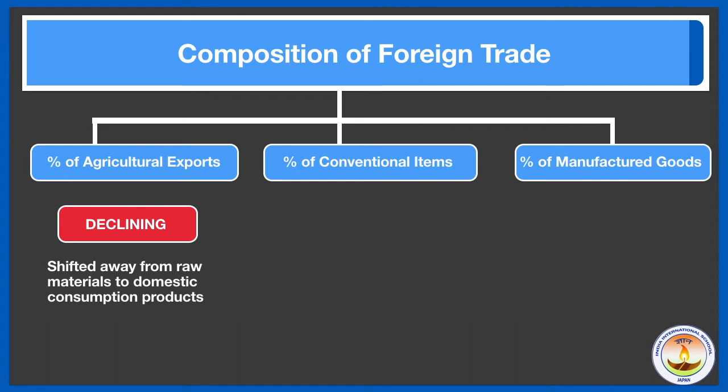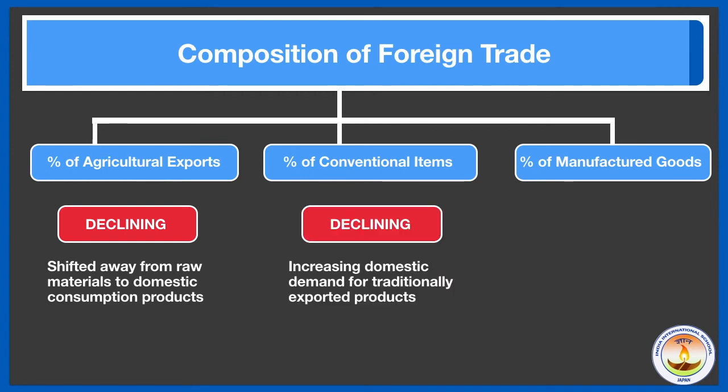Next, there's also a decline in the percentage share of conventional items. So although these conventional items include jute, tea, food grains, and minerals, the amount of production being done in other areas was basically non-existent. As a result of government planning and increased domestic demand, the types of goods being available in the market have increased. And as a result of that, the percentage of share to conventional items, jute, tea, food grains, and minerals, has fallen.